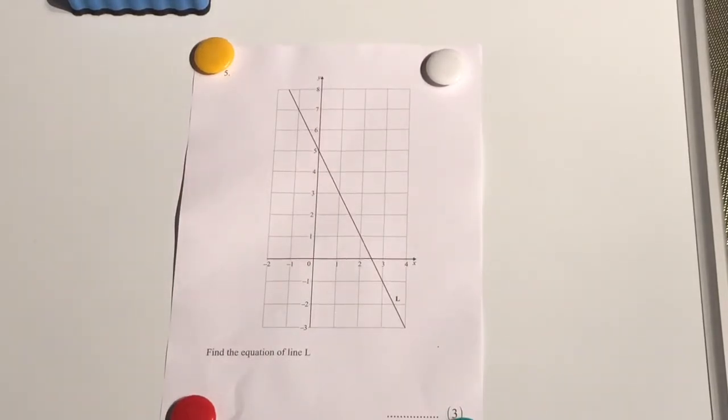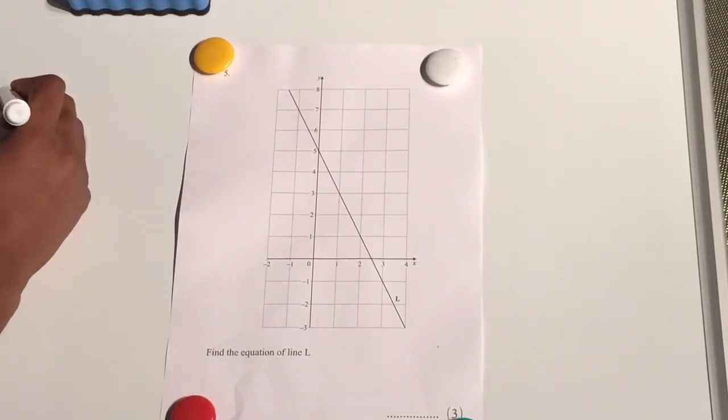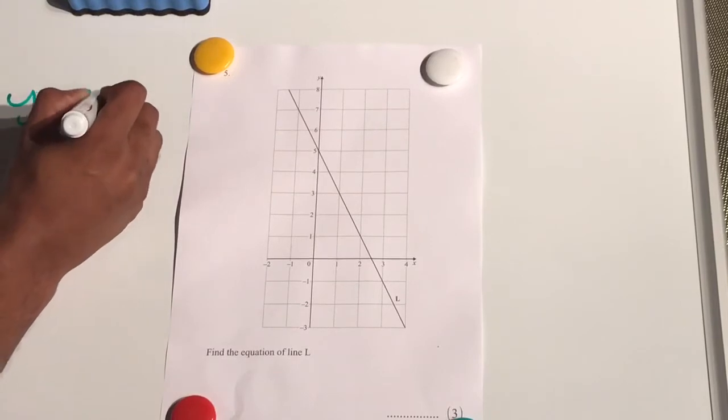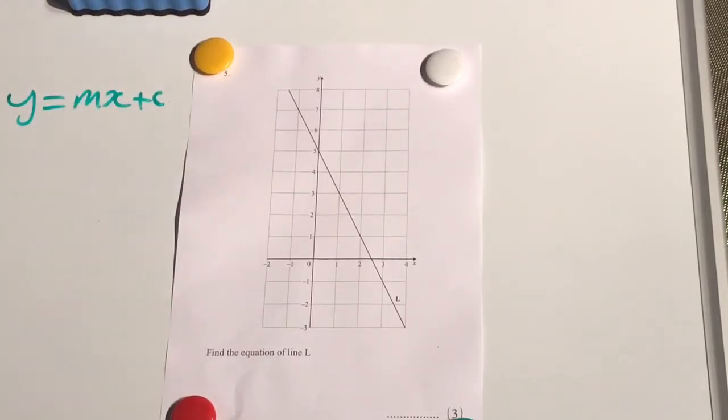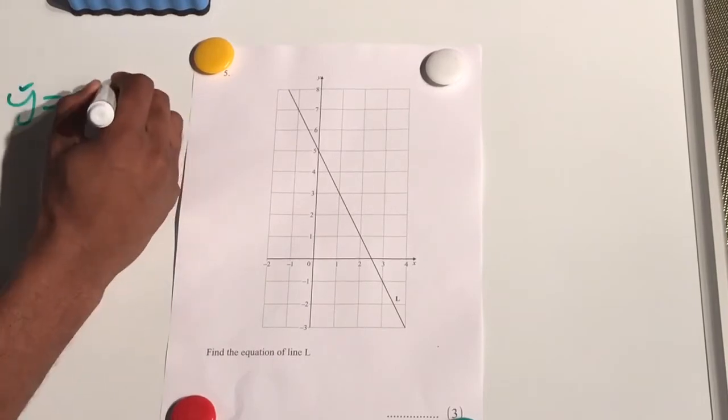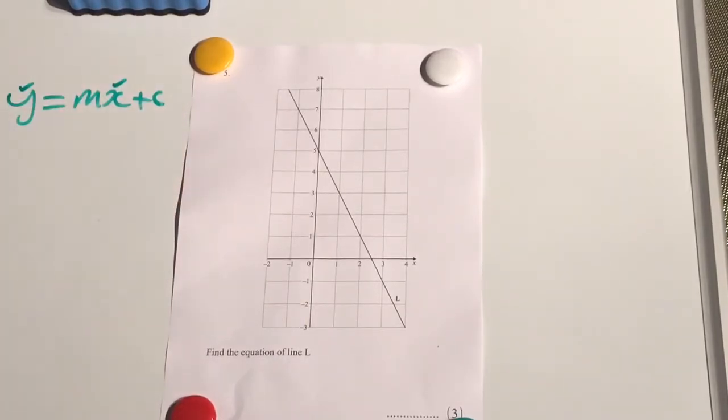What I do know is the equation of a straight line that's diagonal has an equation that looks similar to y equals mx plus c, yeah? So I know that, and I've got to get that into place somewhere. I know the y will stay as y. I know the x will stay as x. I need to work out the m and the c.